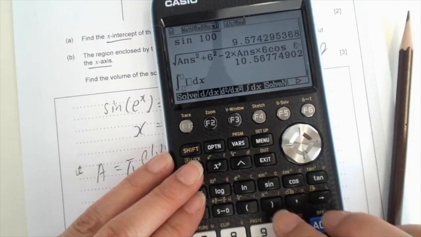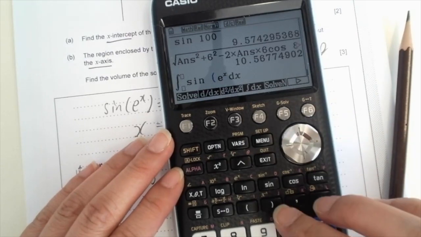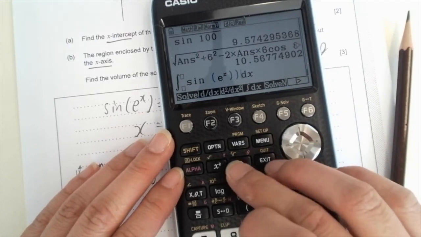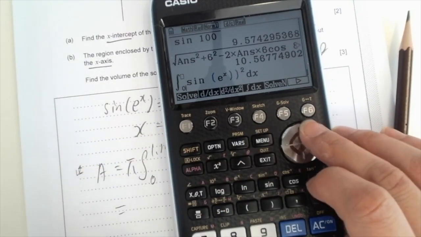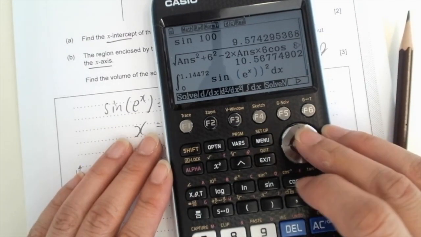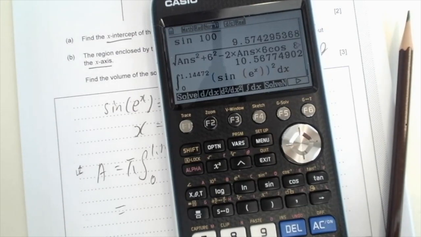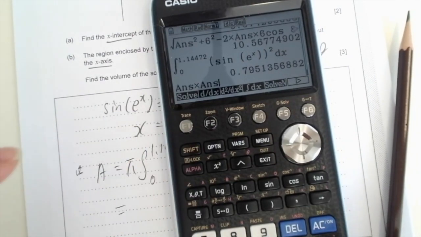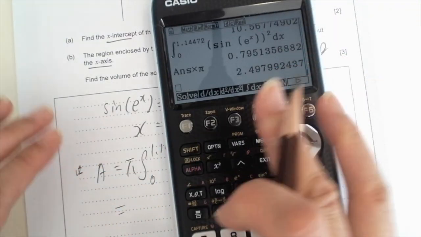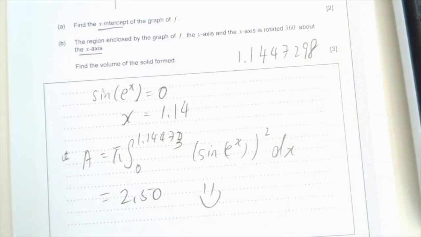So sin bracket, e to the power x, close bracket. I need one more closing because I need to square that. Missing one, and the upper limit is 1.14472. All right, I missed out a bracket here, so I need to get back there. Yeah, so it's a square, oops, times pi. So this is our answer, 2.50. Don't give them too much effort because it's a calculator paper.